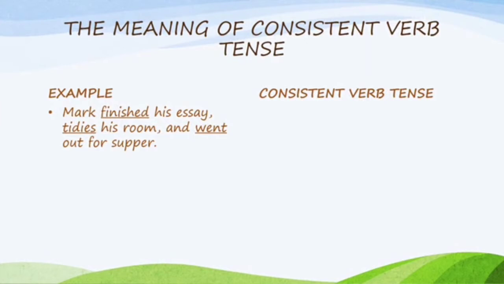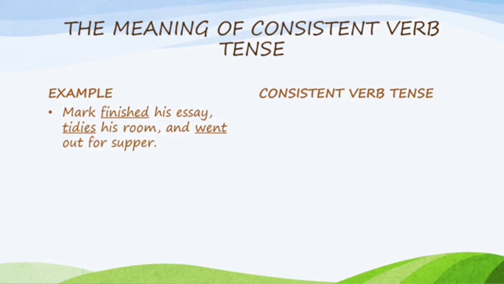Now, here is an example. Say, Mark finished his essay, tidies his room, and went out for supper. So, in this sentence, we see the verb finished in the past tense, tidies in the present tense, and went in the past tense. In this case, we have what we call inconsistency. So if you're writing and you write in such a manner, you have committed a grammatical error.